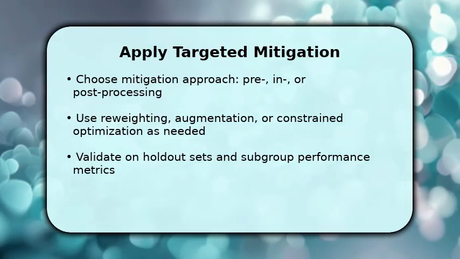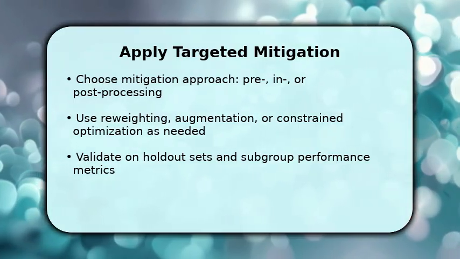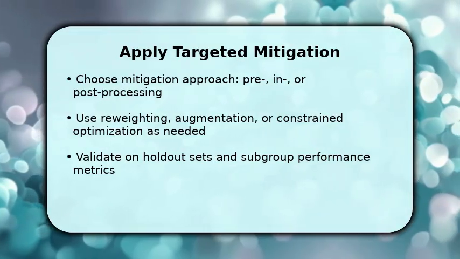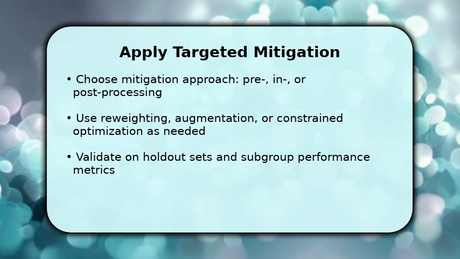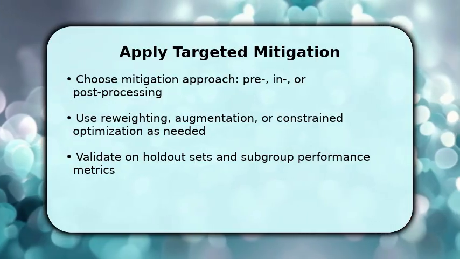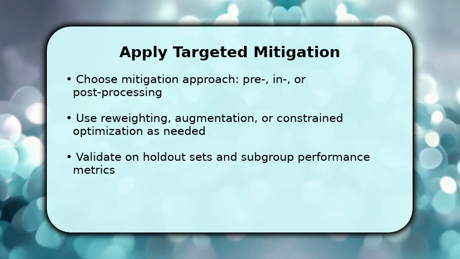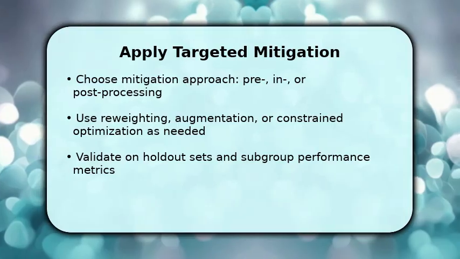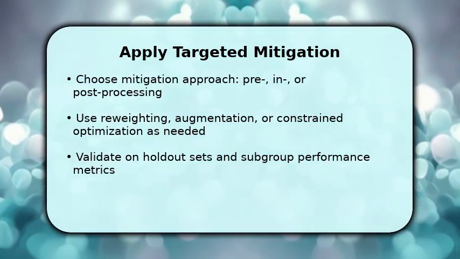Once model outputs show improvement, use post-processing only if necessary to adjust decision thresholds for subgroups. Make sure to evaluate on an untouched holdout and compute subgroup metrics. This tells you whether changes generalize. Keep iterating between method, metric, and validation until results stabilize.